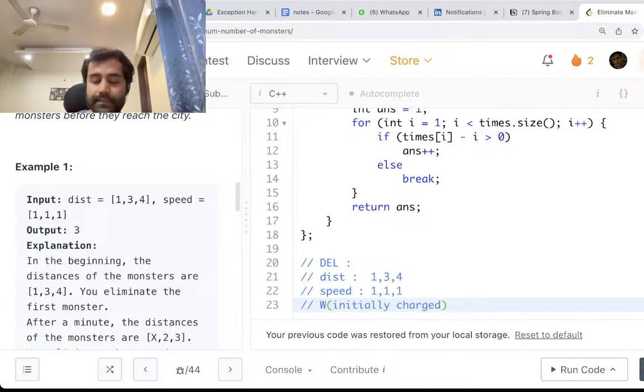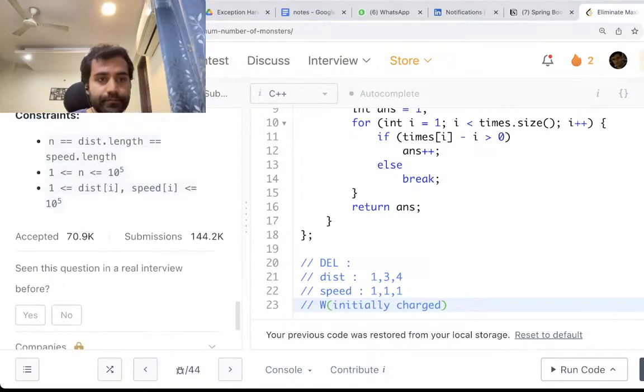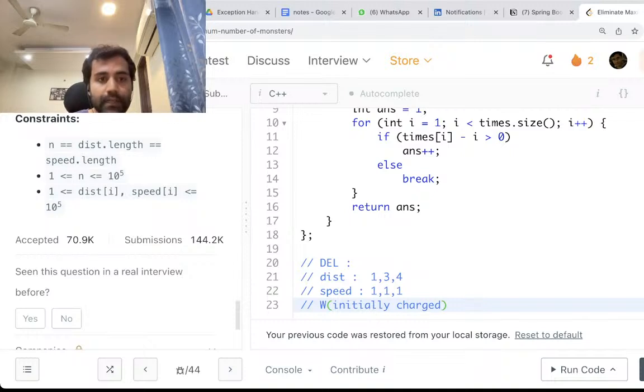Okay, because it is initially charged, so it is initially ready for use. Because it is ready for use, you can use it and you can kill whichever monster you want to kill.